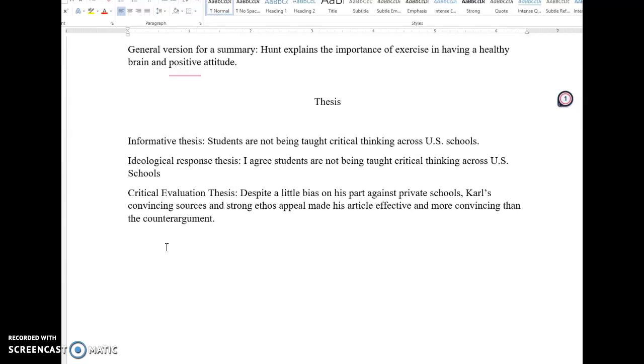If I ask you the question, is that article effective? And you say, I agree, students are not being taught critical thinking across US schools, we're not having the same conversation. This is an appropriate thesis statement for the last paper we did, the summary response, which was a response paper. Do you agree? Do you disagree? Do you like it? Do you not? We're no longer doing that.